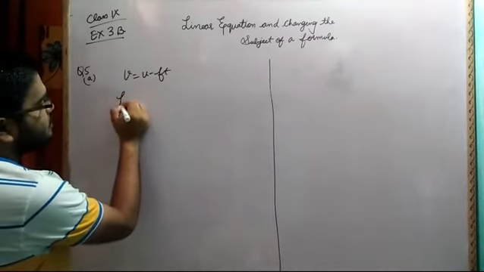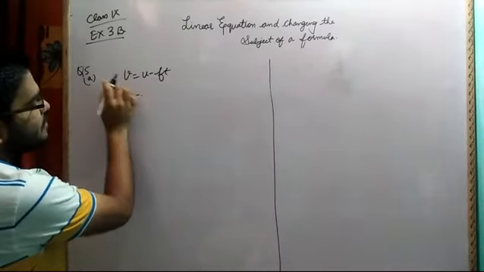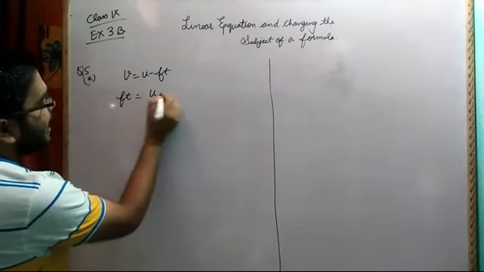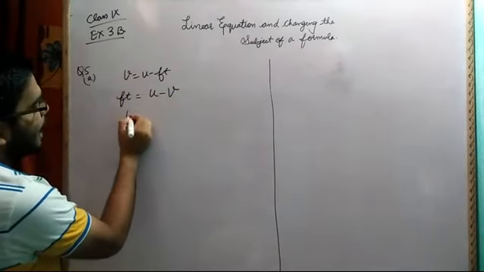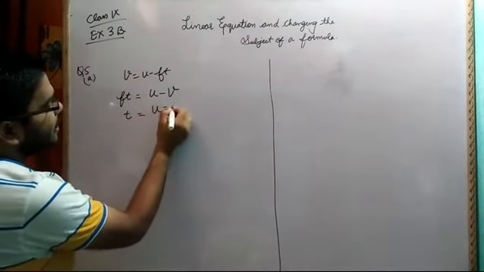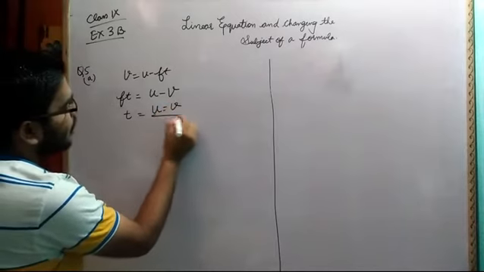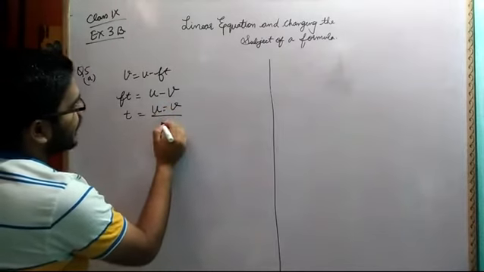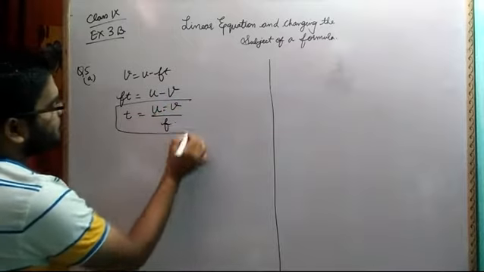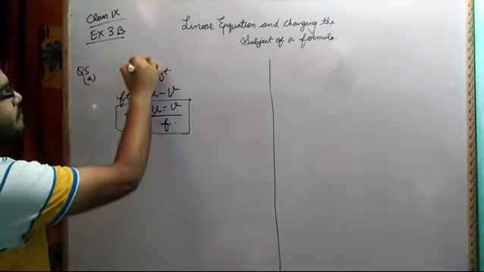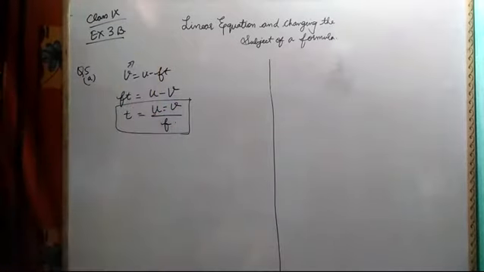So our first step will be ft equal to u minus V. T we have to make the subject, so u minus V upon F will be our subject. Sorry, T will be our subject. Here V was the subject, now T we have to change into the subject.